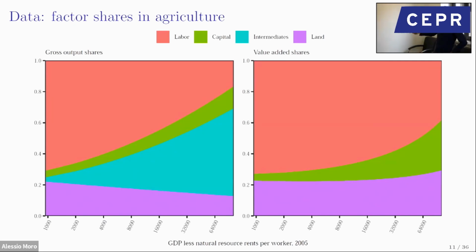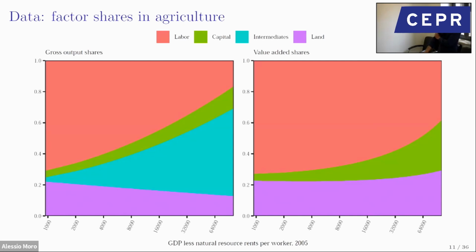And here we just focus on value added, and within value added you see capital deepening. So the green area is really growing. Very little capital in the poorest places, and significant capital in the rich countries. Whereas, and that's also interesting, the land share is remarkably constant in terms of value added.